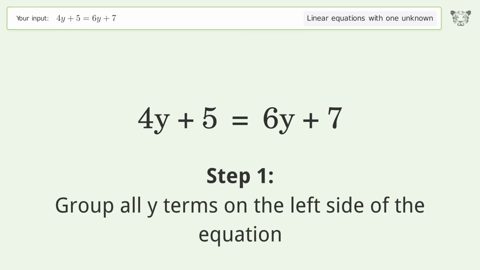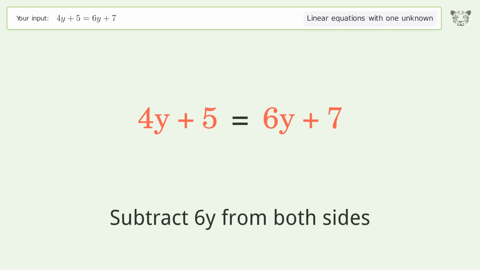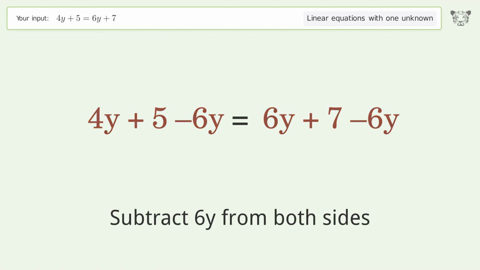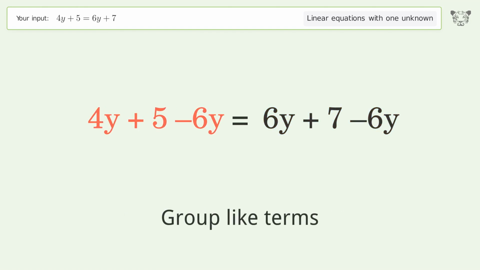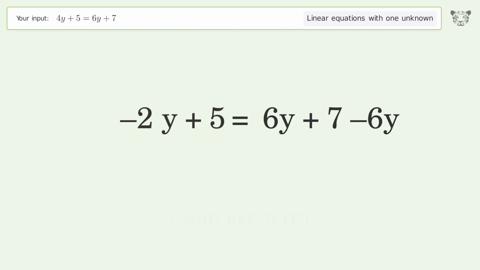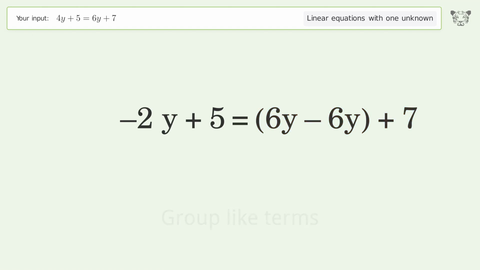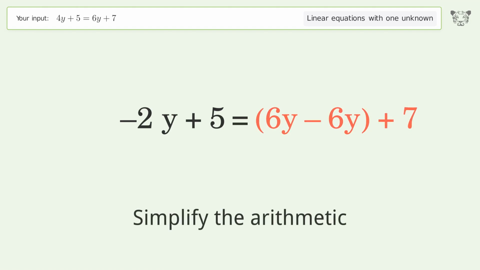Group all y terms on the left side of the equation. Subtract 6y from both sides. Group like terms. Simplify the arithmetic. Group like terms. Simplify the arithmetic.